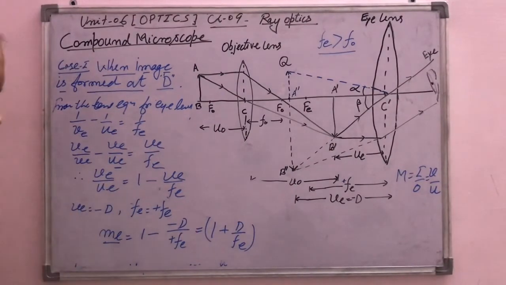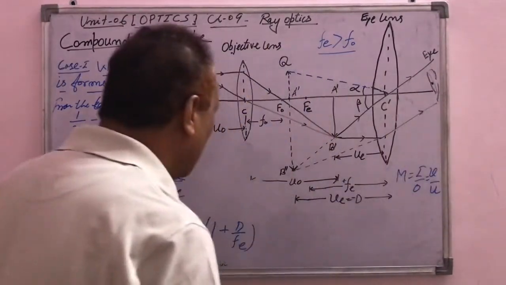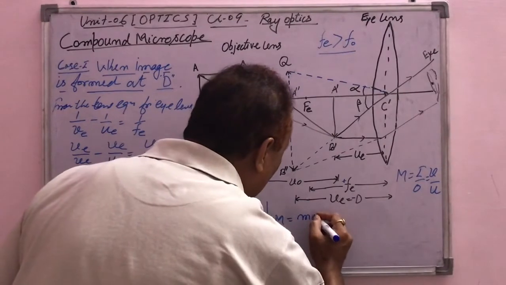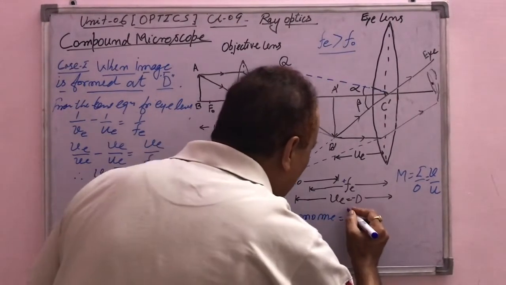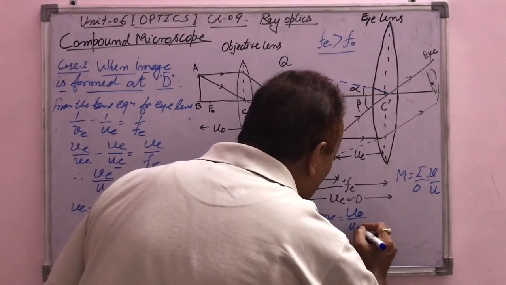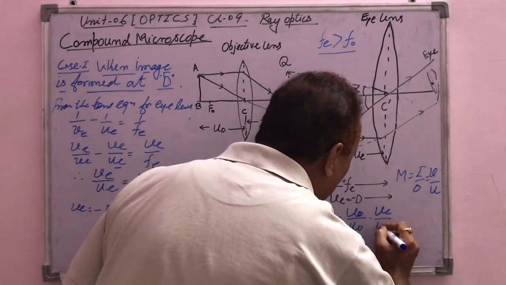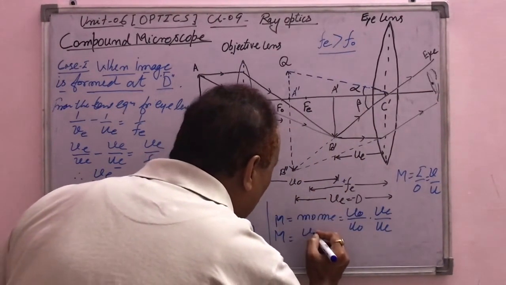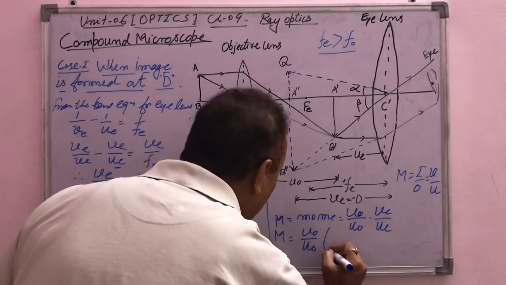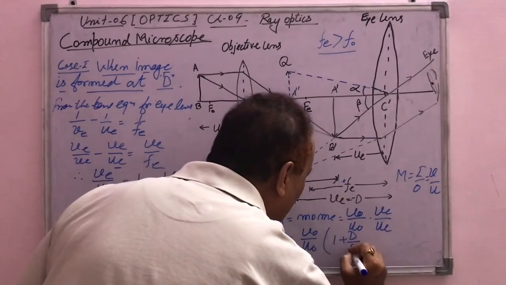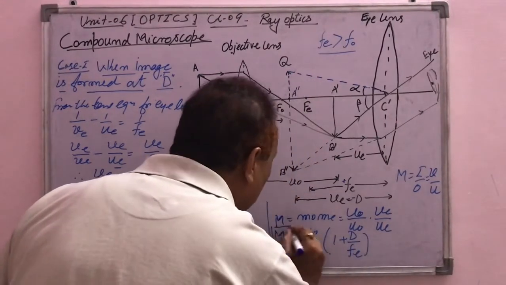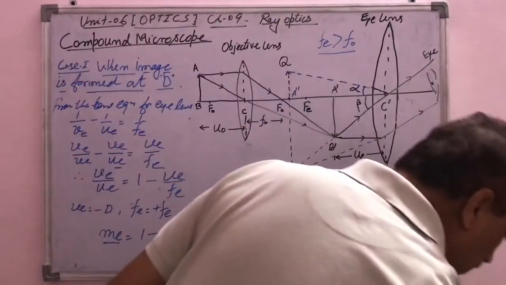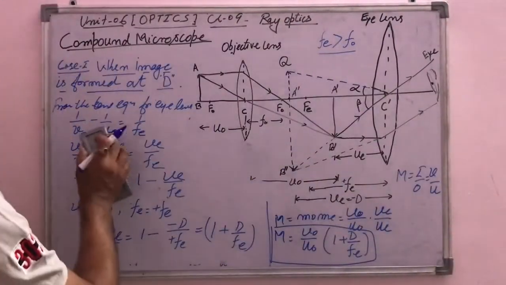So when we put this relation in the formula of the magnifying power for the compound microscope, that is M equal to mo into me, that is vo upon uo into ve upon ue, and put the value here, we get M equal to vo upon uo within the bracket 1 plus D upon fe. This is the magnifying power of the compound microscope when the image is formed at the least distance of distinct vision.